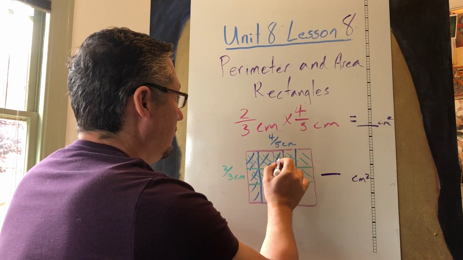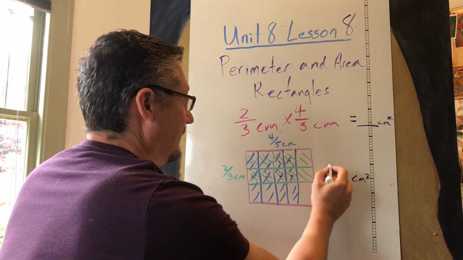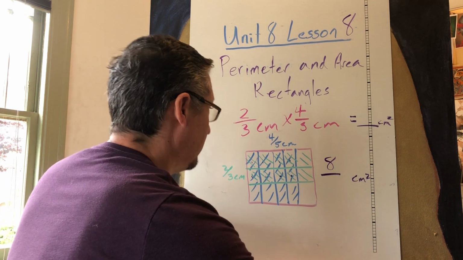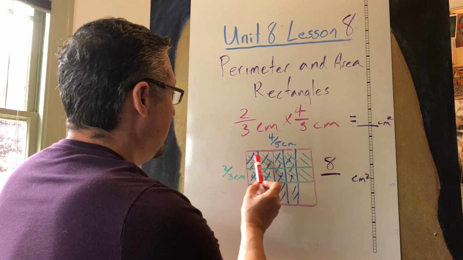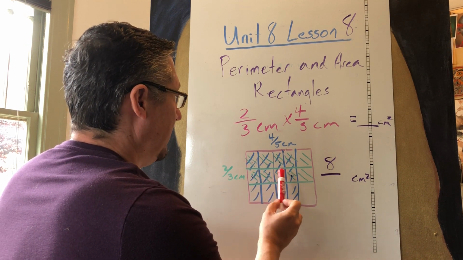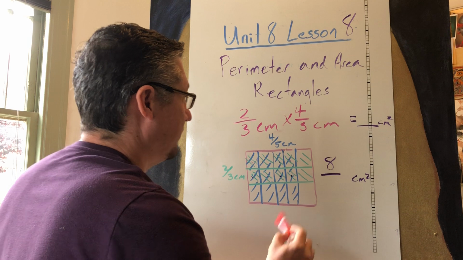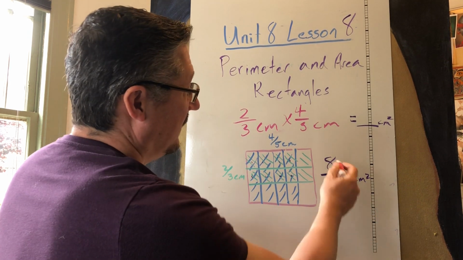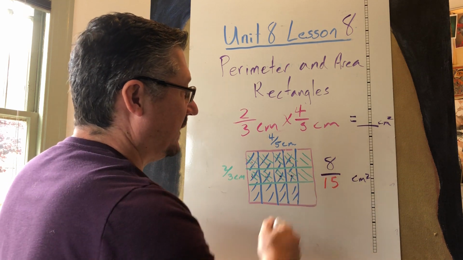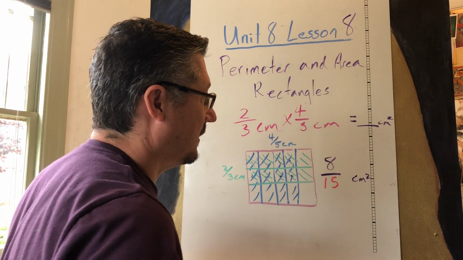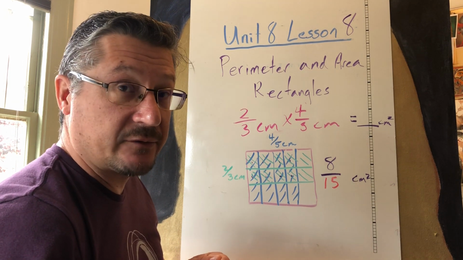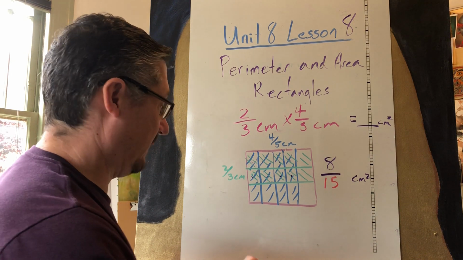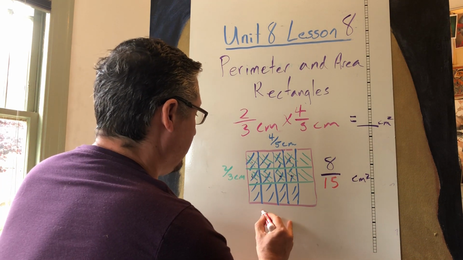So I'm going to do my numerator first. And this is 1, 2, 3, 4, 5, 6, 7, 8. 8 is my numerator. Now I'm going to do my denominator. Let's do it in red. 1, 2, 3, 4, 5, 6, 7, 8, 9, 10, 11, 12, 13, 14, 15. 15. Okay. 8/15. Does 8 go into 15? No. So this is a good fraction. I don't have to reduce it. So it'd be 8/15.